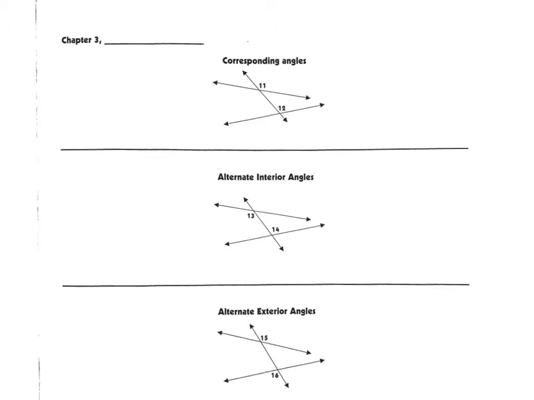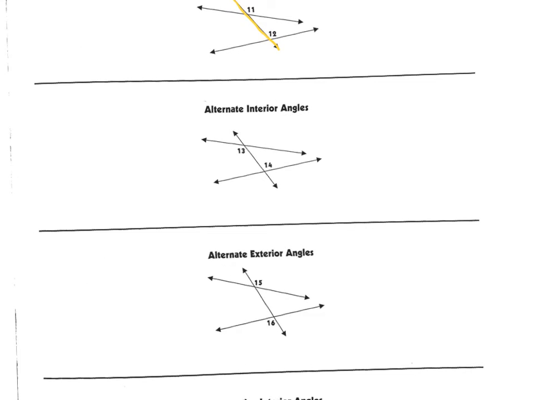If we look at these, all have 2 lines cut by a transversal. And so the angles that are marked off there are our corresponding angles. So 11 and 12 are corresponding angles. If we look at the next one, this is our transversal here. And you can see that we have alternating around the transversal, and interior on the inside of the 2 other lines.